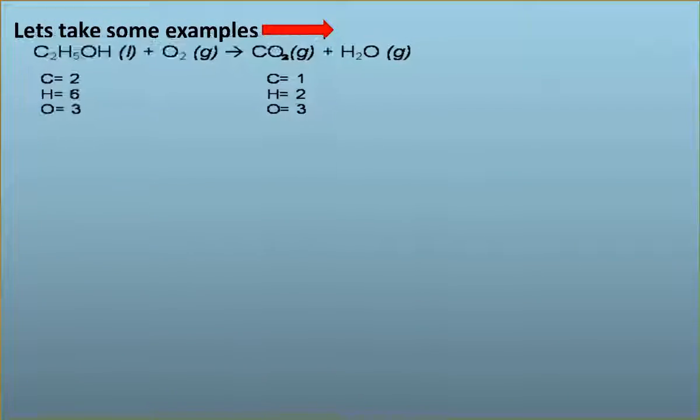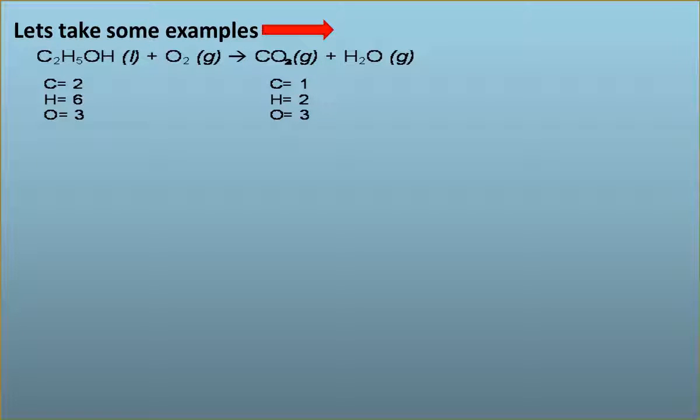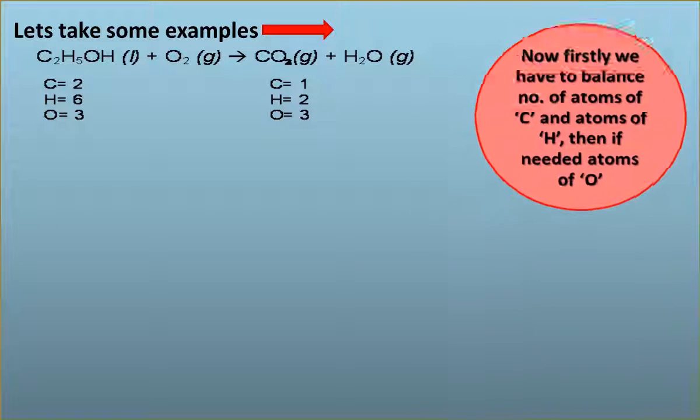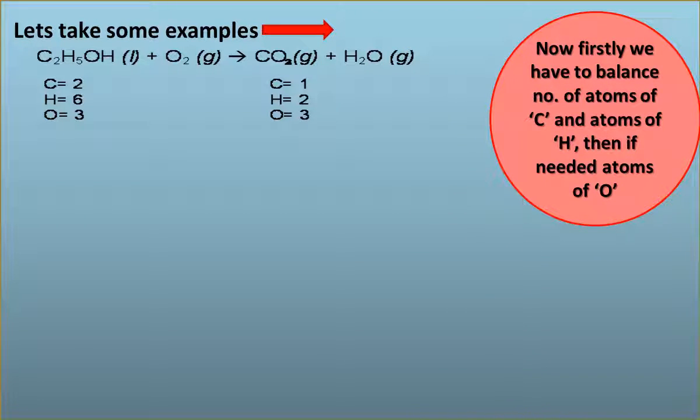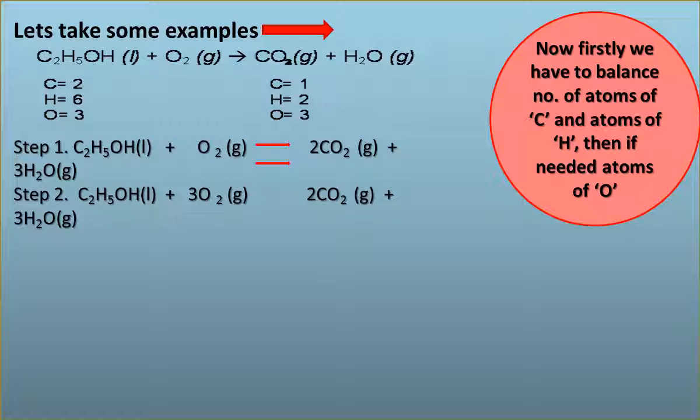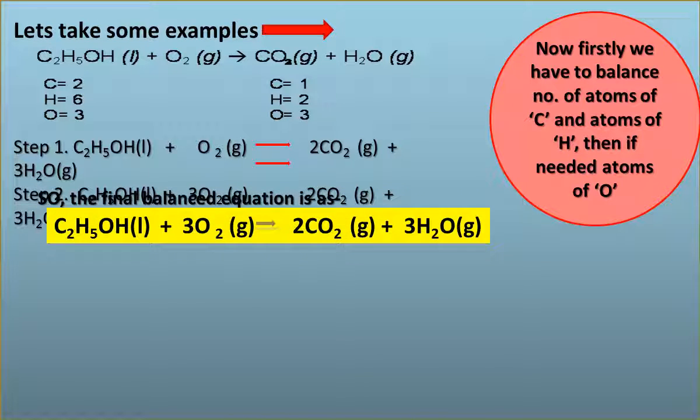Let's take some examples. When 1 mole of C2H5OH, ethanol, reacts with 1 mole of O2, it produces 1 mole each of CO2 and H2O. Now you can see the numbers of C atoms and H atoms are not equal on both sides. So firstly we have to balance the number of C and H atoms. If we put 3 with O2 and H2O and 2 with CO2, we balance the equation, and so the final balanced equation is C2H5OH plus 3 O2, giving 2 CO2 and 3 H2O.